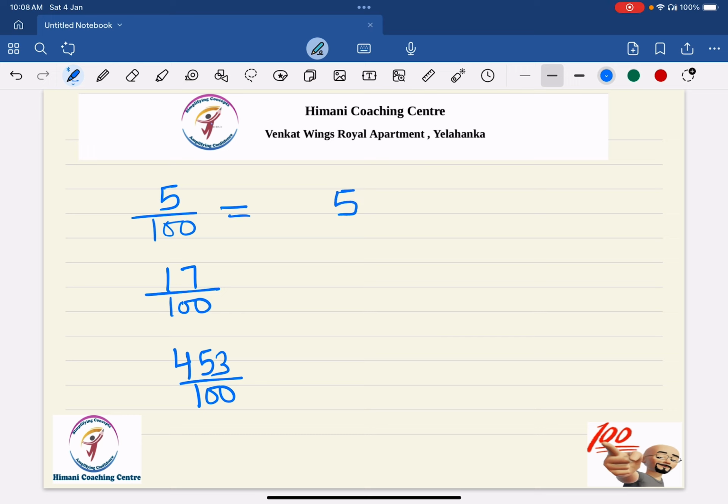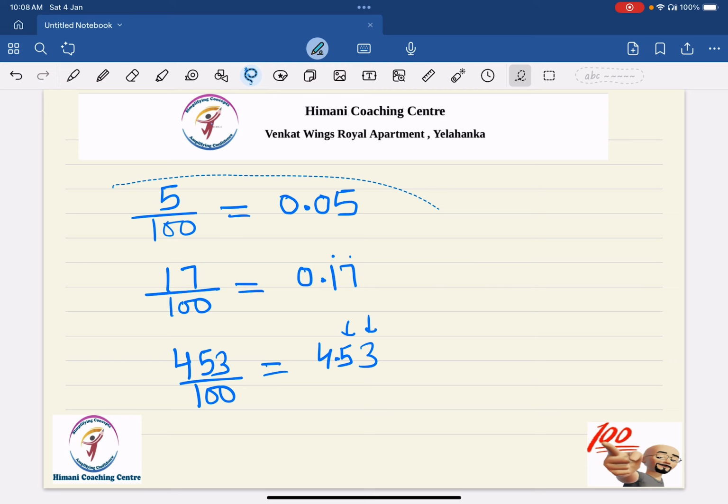So kids, 5 by 100 should be what? You put 5, that is only one digit. How many digits do we need after decimal? 2. So put a 0 in front. So this becomes 0.05 and we can write 0 in front of the decimal. Then we write 17, count 1, 2 and 0.17. Then write 453, count 1, 2 and 4.53 is the answer.